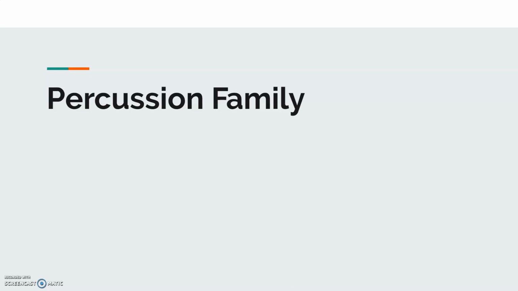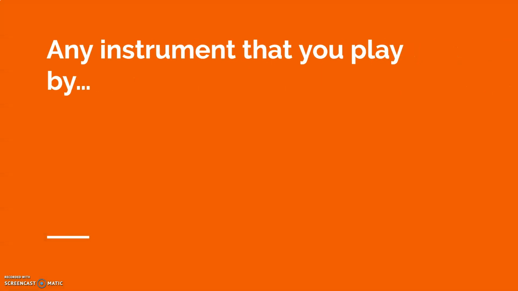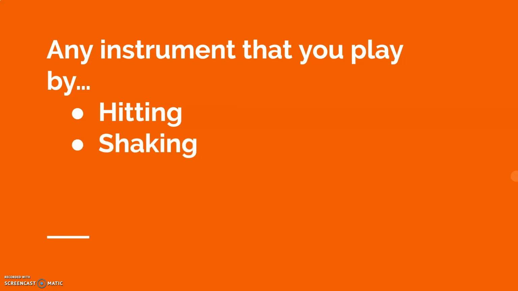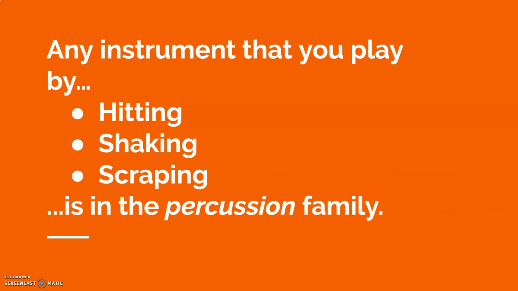But the percussion family has some special things that go along with it, and even it can be broken down into different families all by itself. And in fact, that is the big question of the day and what we are going to try and answer. What are the three types of percussion instruments? Now, it is important to remember that a percussion instrument is any instrument that you play by hitting, shaking, or scraping, and is in the percussion family.